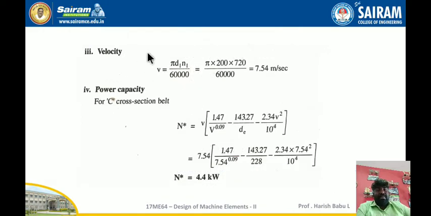So the third step will be velocity. V is equal to pi D1 N1 by 60,000, pi into 200 into 720 by 60,000. So you are going to get 7.54 meter per second. Power capacity for a C cross section belt, N star, will be equal to this formula. So substitute the values of velocity, DE and V. I get N star as 4.4 kilowatts.